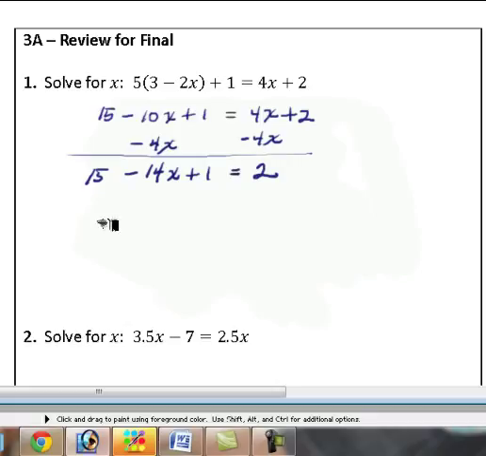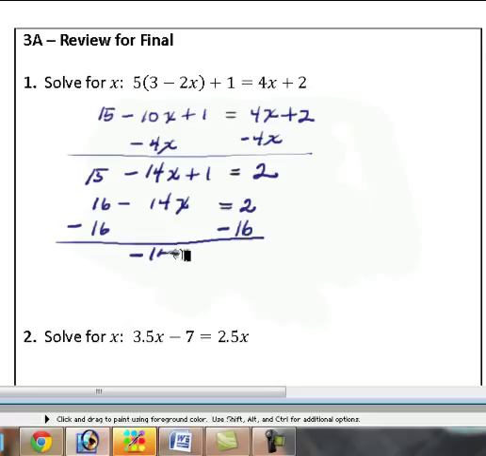Now let's add the like terms. 15 plus 1, 16 minus 14x is equal to 2. Now let's subtract 16 from both sides. We want to isolate the x term, so subtract 16 from both sides. And we have minus 14x is equal to minus 14. And finally, isolate x by dividing, and we get x is equal to 1.